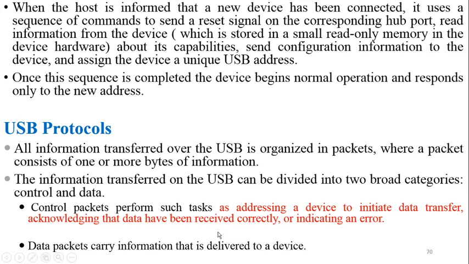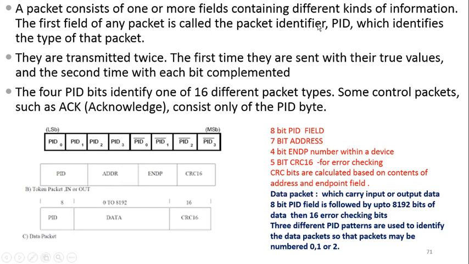So here it follows a packet data format, and packets are of two types, control packets and data packets. Control packets transfer control information for error correction, addressing and so on, and data packets contain the actual information to be transferred between the IO device and the host system. Okay. A packet consists of one or more fields containing different kinds of information. The first field of any packet is called the packet identifier, PID, which identifies the type of that packet.